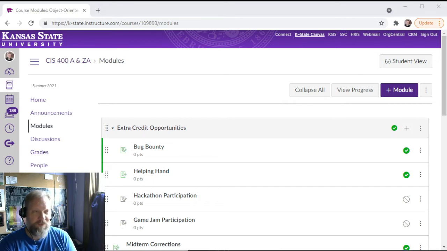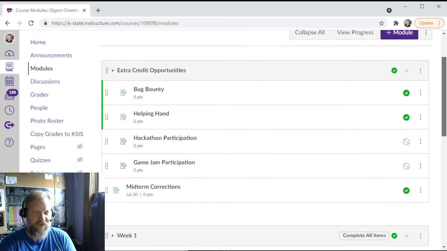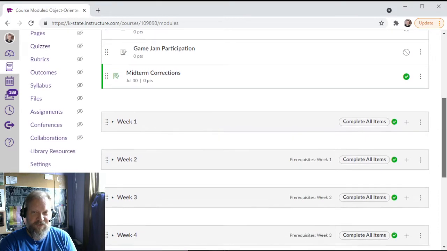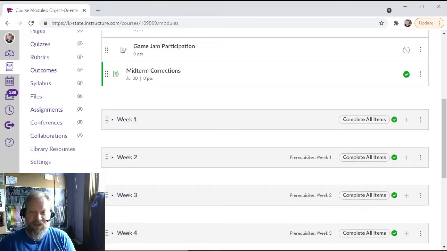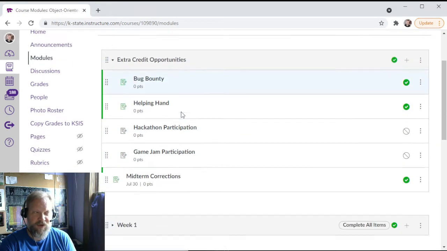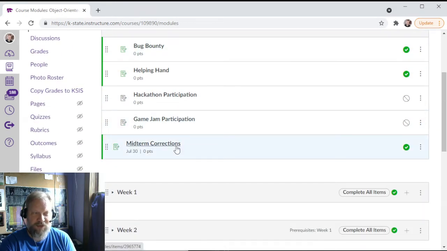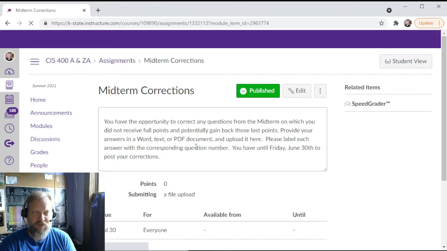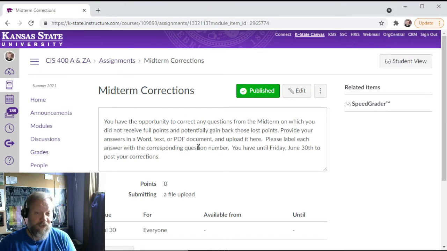So first up, midterm corrections. I have gotten the midterms graded. If you're not happy with your grade, you have a chance to resubmit the questions you lost points on and regain those points. If you want to do that, the midterm corrections assignment is in the extra credit opportunities module, and you just need to write up those responses to that midterm with the corrections.